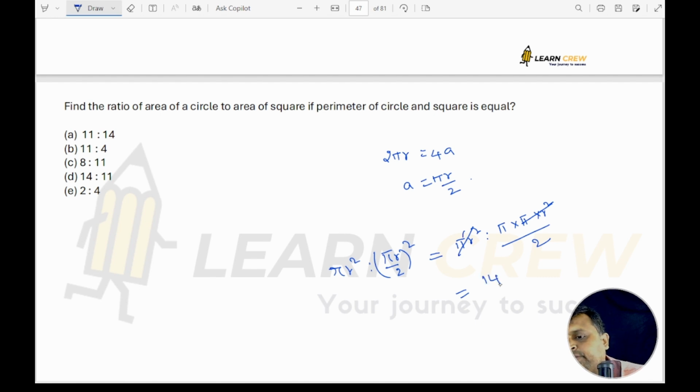1 is to pi by 2 means it is 1 is to (22 by 7) by 2. 2 11s are 22. So you are going to get 14 is to 11. 14 is to 11 is the answer. So answer is 14 is to 11, option D.